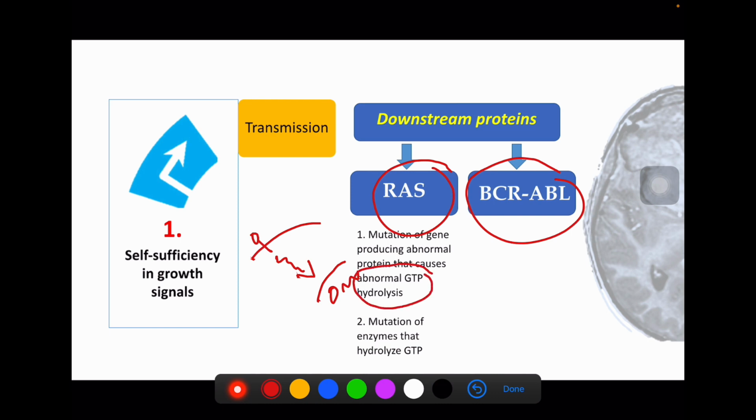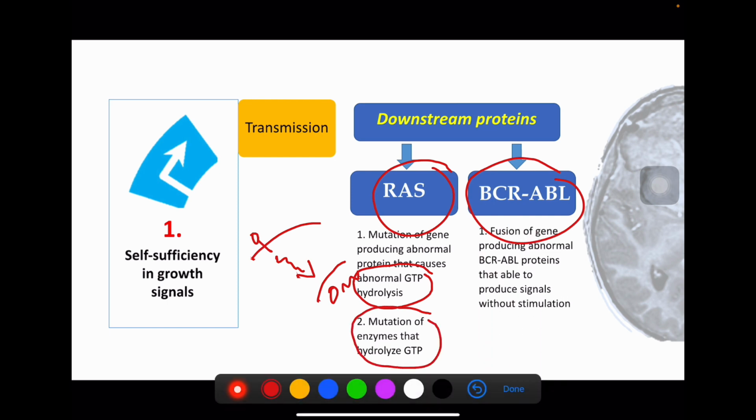Okay, I'll show you later on, and also the mutation of enzyme that hydrolyze GTP. Okay, in BCR-ABL, basically the fusion of gene just now. What does it do? That particular protein, not only in the receptor, it causes problem in the cytoplasm itself. It can cause more transmission than usual. Okay, more transmission, so therefore it will produce more cells. Okay, produce more proliferation signals.